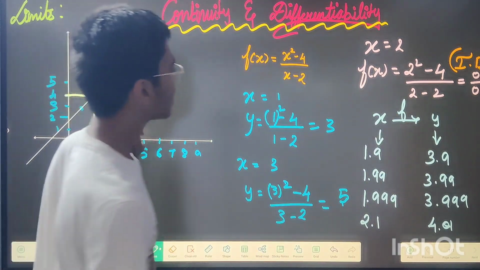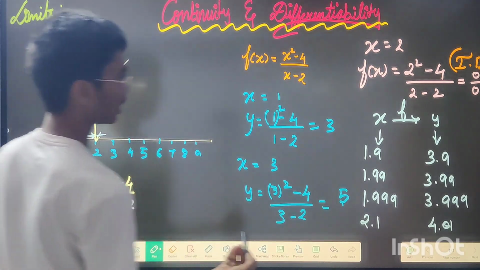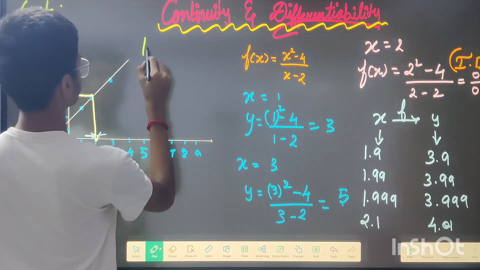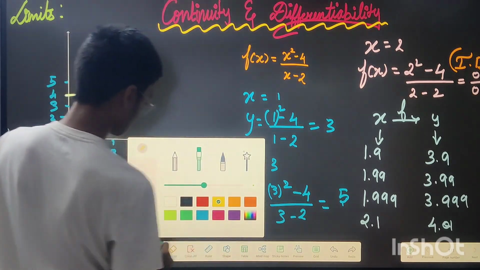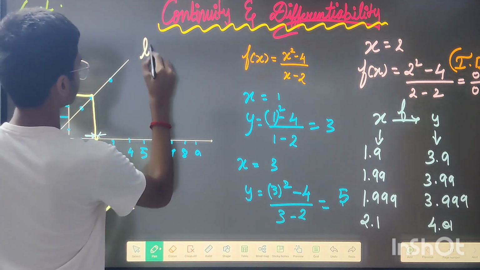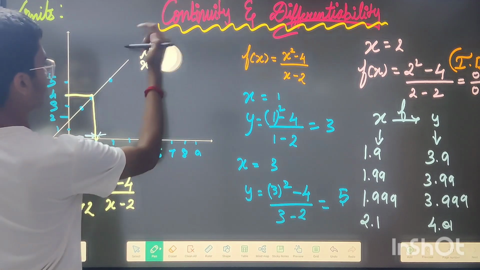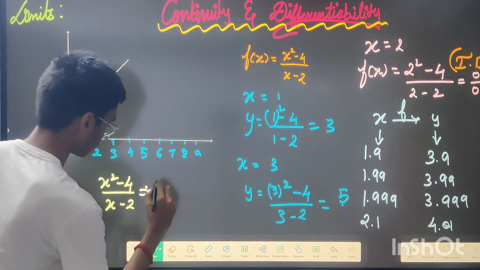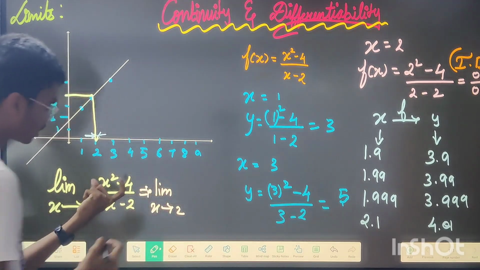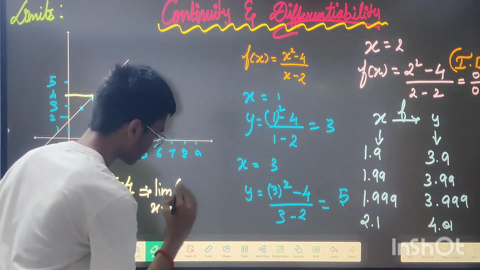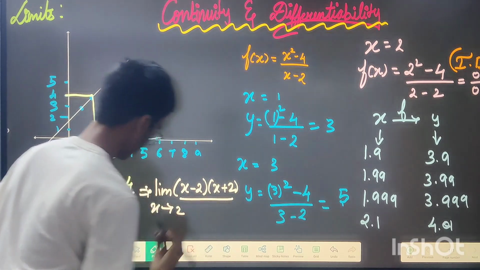But in class 11th, what we did is that the limit space won't be enough, so I'll try to write it over here. I'll use another color. Limit x approaches 0, the same function is there. Limit x approaches 0, where this numerator can be expressed as x minus 2 and x plus 2, the whole divided by x minus 2.